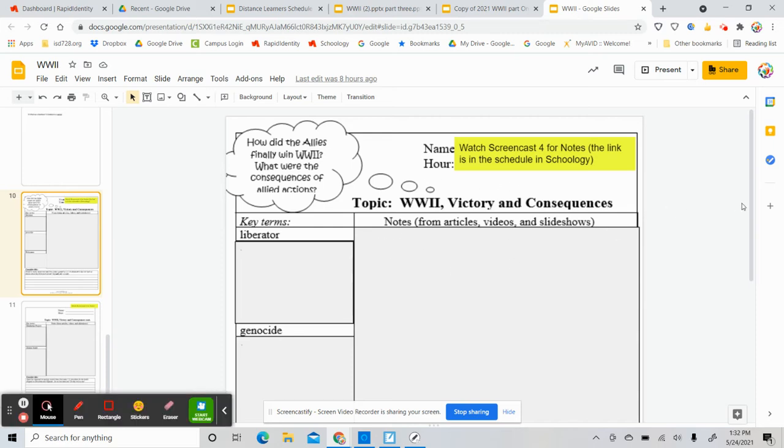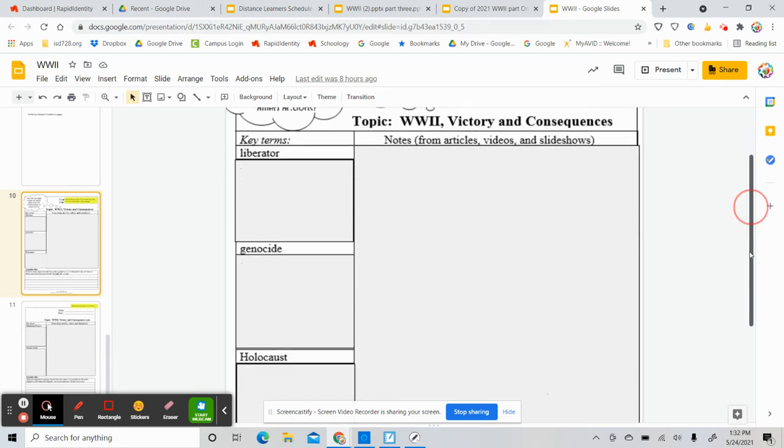You can write the notes down in any fashion you want. If you want to try to make an outline, that's good. If you want to just make a bulleted list of important information, you can do that. And then your vocab words will go on the side here.